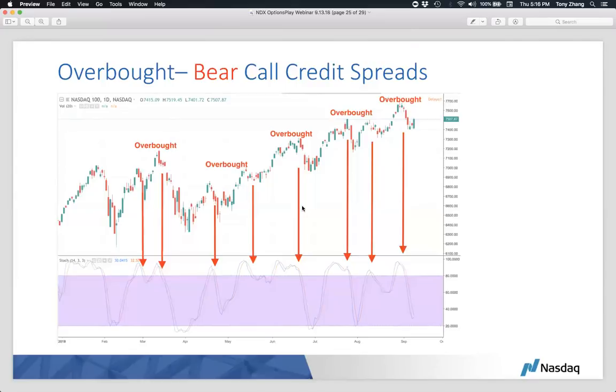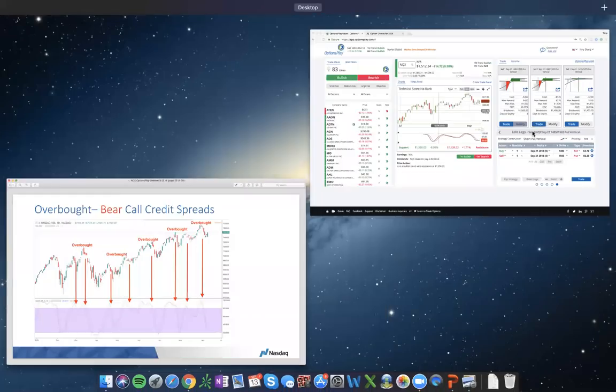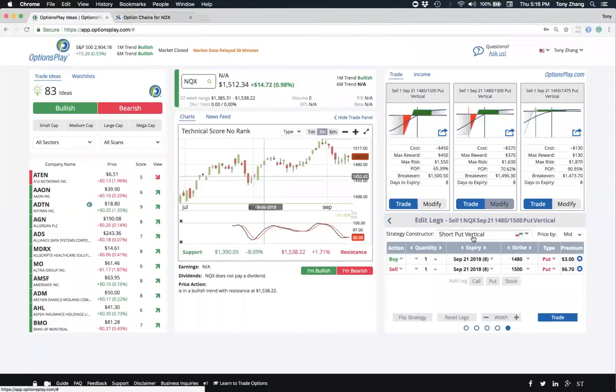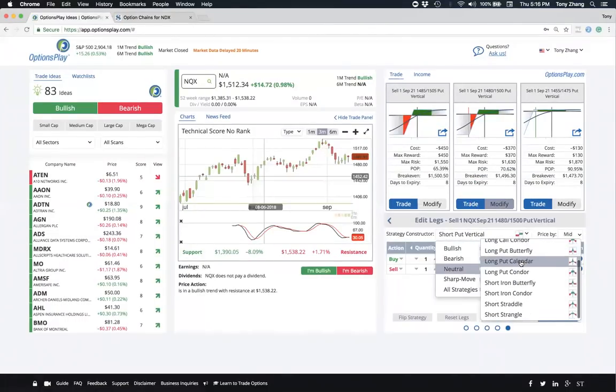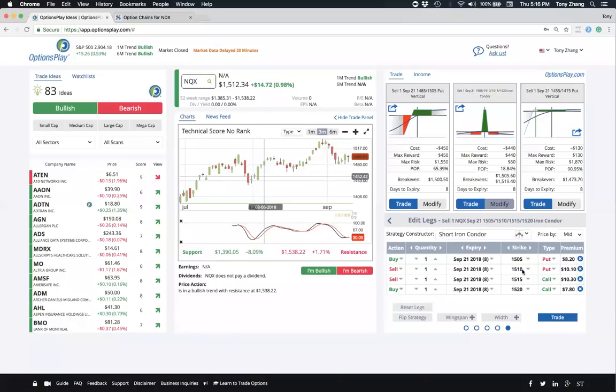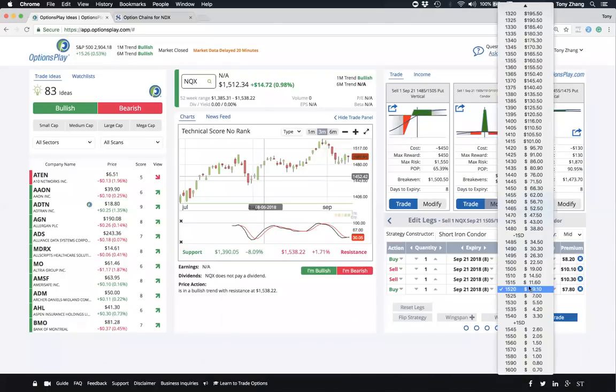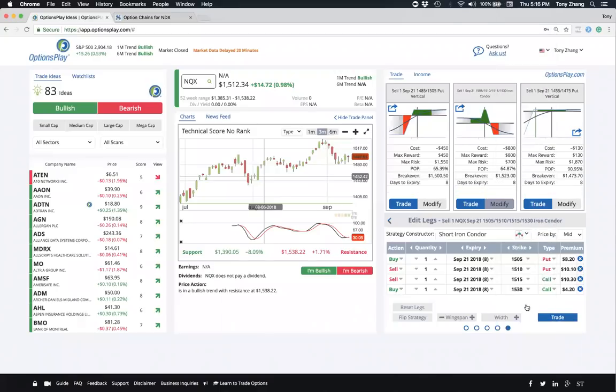Does OptionsPlay support butterflies and broken wing butterflies? Absolutely. You can set up all types of strategies. If you want to look at condors, butterflies, all of these, you can do that. You can set them up by the click of a mouse. And if you want to do broken wings, you can certainly do that. So you can do all types of strategies here using OptionsPlay.